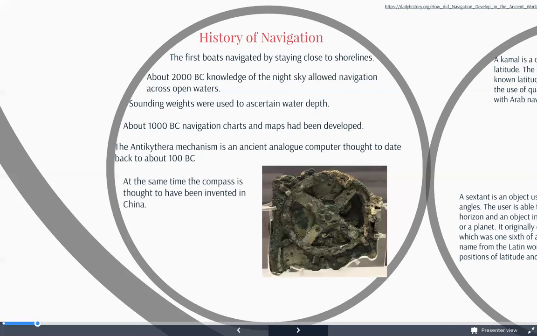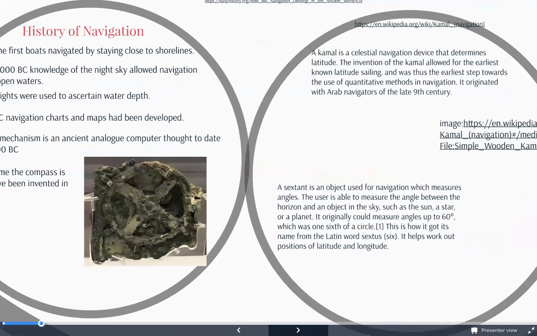In China, it's thought that about this time the compass was invented. And of course, if you look in the history books, a lot of the history that we read about is written from a Western perspective. But you go to the Eastern countries, China, India at this time as well was doing a lot of stuff on that. And we'll actually discuss that a little bit later on.